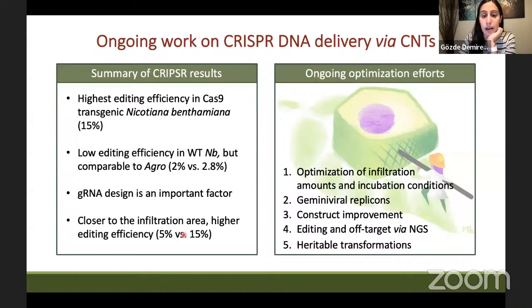What's happening right now is optimization of the carbon nanotube amount and infiltration conditions. We have been trying the Geminivirus replicon vectors to increase editing efficiency. We are improving our constructs by optimizing for codons and promoters. And lastly, we want to look at the off-target effects using whole genome sequencing. And we are trying to translate all of these edits we have done on leaves into heritable transformations using developmental regulators.